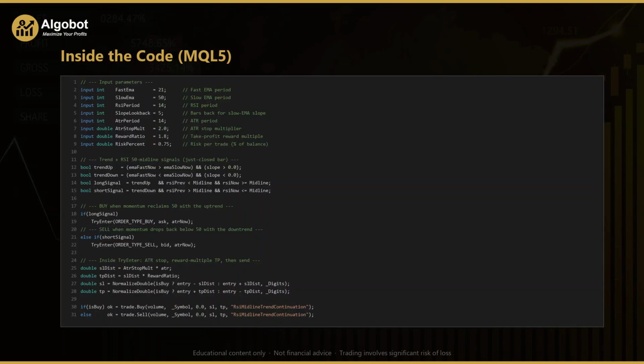Let's read the core of the MetaEditor code on screen. At the top are the input parameters you can adjust in the strategy tester. FastEma and SlowEma set the two moving average lengths that define the trend. RSIPeriod controls the relative strength index, and slope lookback decides how many bars back the EA looks to judge whether the slow EMA is rising or falling. AtrPeriod feeds the volatility-based stop. AtrStopMult scales that stop. Reward ratio sets how far the target sits relative to the risk, and risk percent controls how much of the balance is risked per trade. Below the inputs are the two signals, both evaluated on the just closed bar.